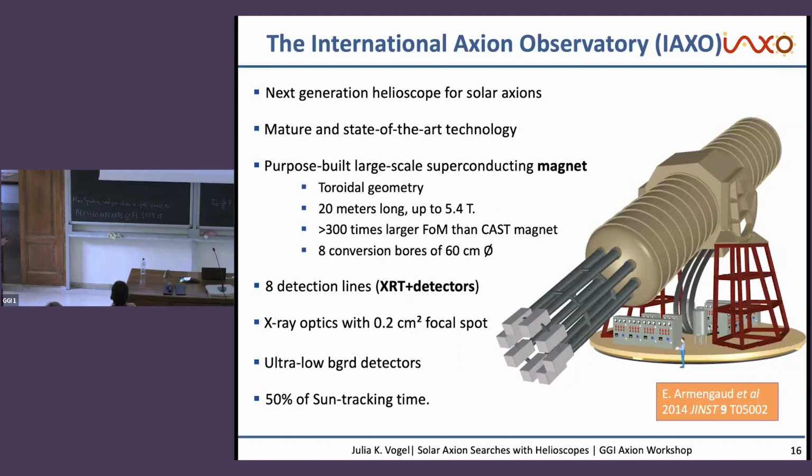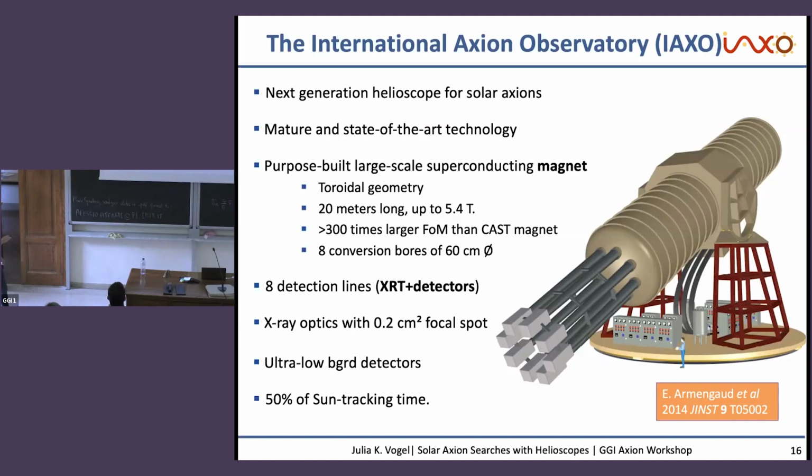You can see it here. It will have a length of 20 meters and a field of up to 5.4 Tesla. So longer than CAST, but with less field. Where we will gain, and we will get a figure of merit for the magnet 3 times larger than for CAST, relies mostly on the 8 conversion bores of 60 centimeters in comparison to the 2 bores of 4.3 centimeter diameters that we use for CAST.